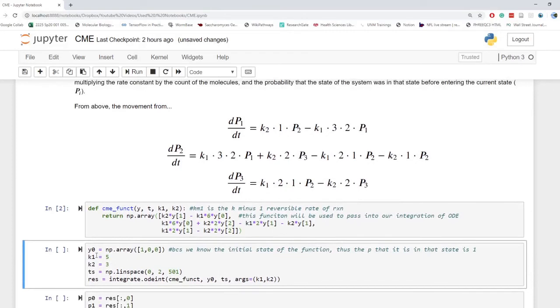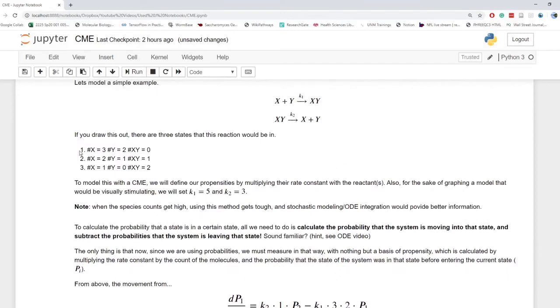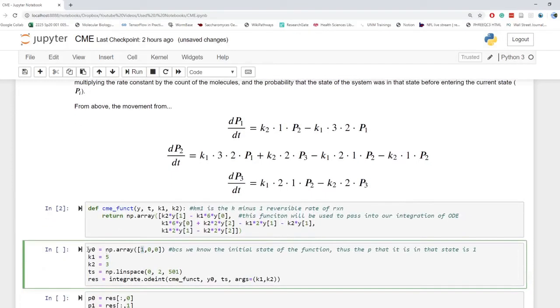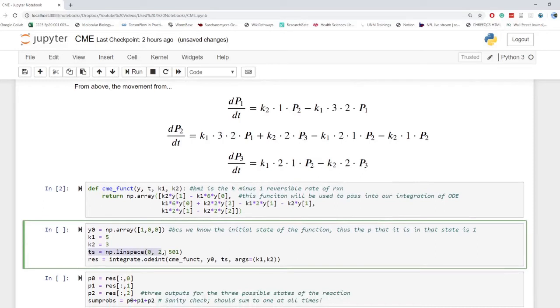So when we define our initial state function, or the initial state of the function, we're in probabilities, right? And so with probabilities, we know what the initial state is going to be. If I want our initial state to be in state 1, the probability that it's in state 1 to start with is 1. It's 100% probable that we are in state 1 to start. And so that's how the y0 works in this case. These are my defined rate constants, K1 and K2. For ts, I define the time to be 0 to 2, with 500 and 1 equally spaced points in between.